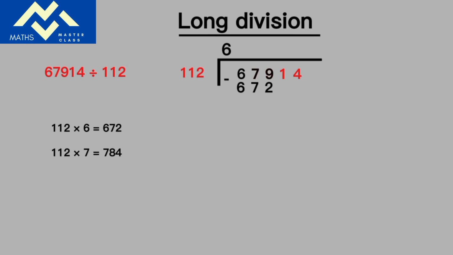Next, subtract. 9 minus 2 equals 7. 7 minus 7 equals 0. 6 minus 6 equals 0. So, we have 7 as the remainder. Next, bring down the next digit, which is 1. So we go again. We keep repeating until all the digits have been checked.